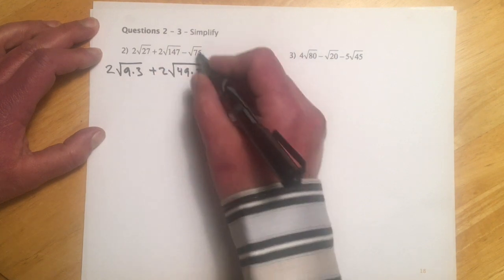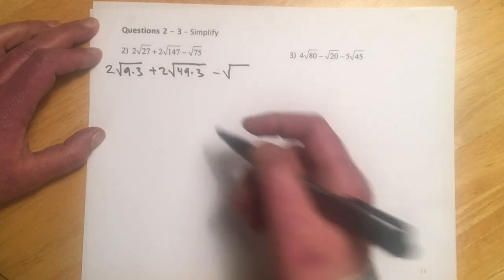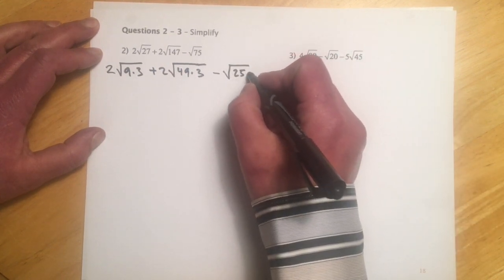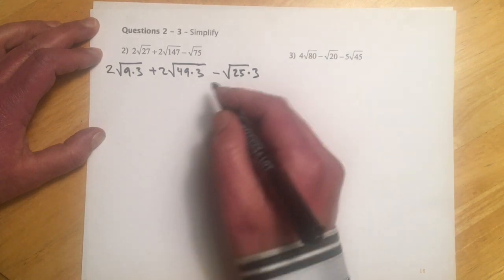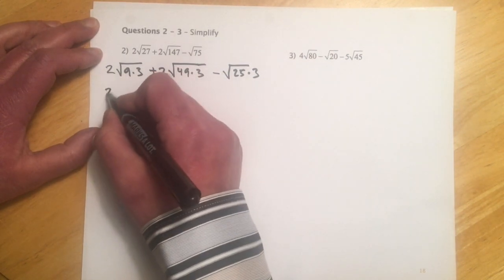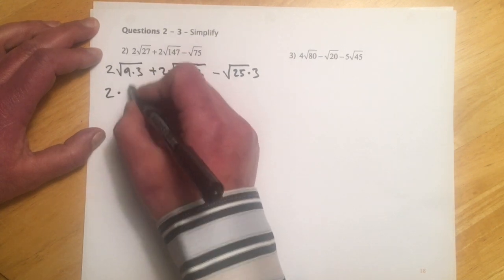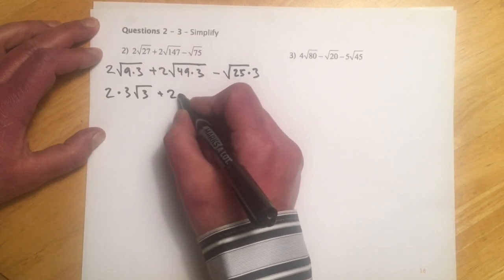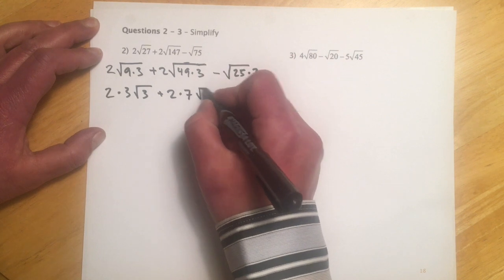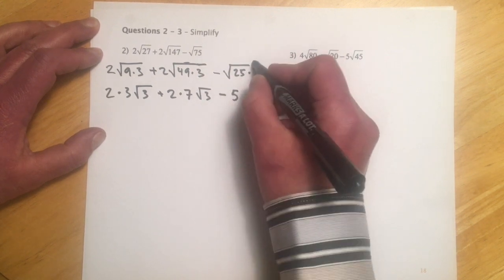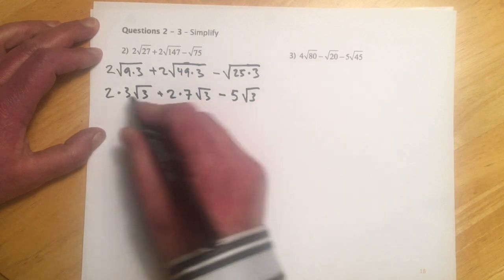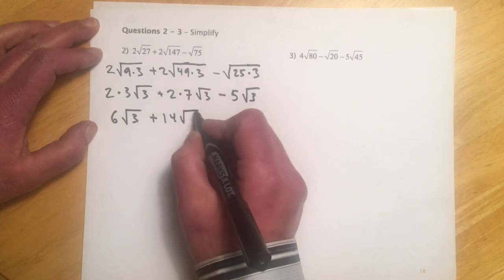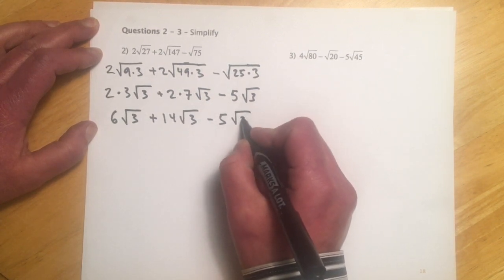Once you figure out what's going to be left behind, they don't have to be, but that's the idea of the section: you're going to be able to collect terms, so very likely they will be the same thing. So this one will be 25 times 3. Then I'll take the stuff out. I'm going to write this extra step just to show where the pieces go. 9 comes out of 3, plus 2 times square root 49 would be a 7 root 3, minus square root 25 would be a 5 root 3. Tidying those up, I've got 6 root 3 plus 14 root 3 minus 5 root 3.